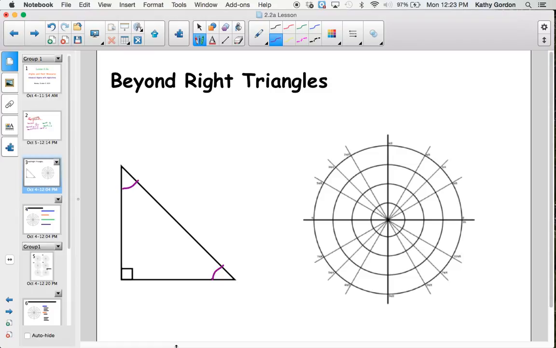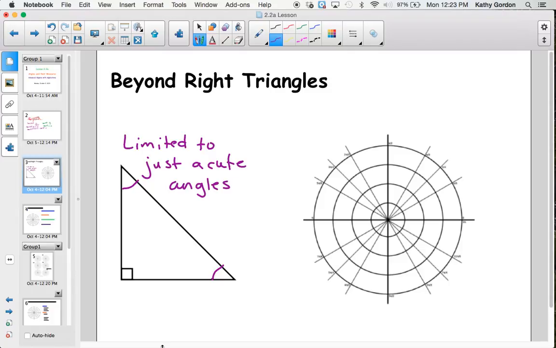But what kinds of angles do those always have to be? Acute angles, right? If this is a 90-degree angle and three angles in a triangle have to add up to 180, these two have to add up to the other 90, which means any one of them by themselves always has to be less than 90. So when we're talking about right triangle trigonometry, we're limited to just working with acute angles.